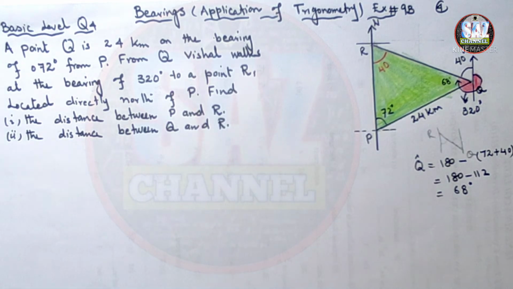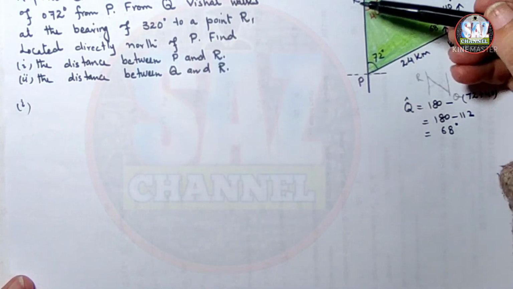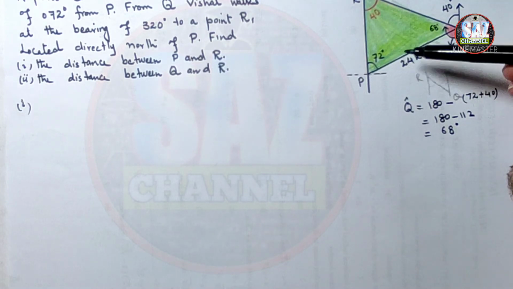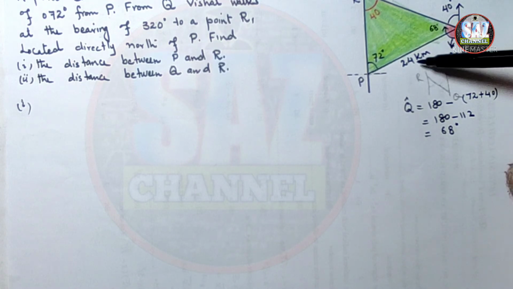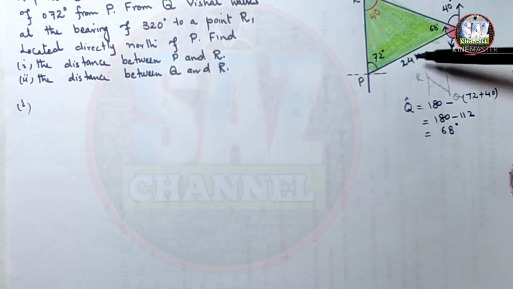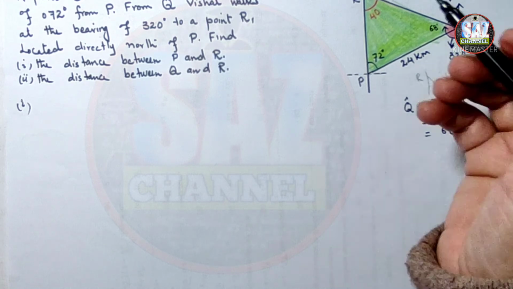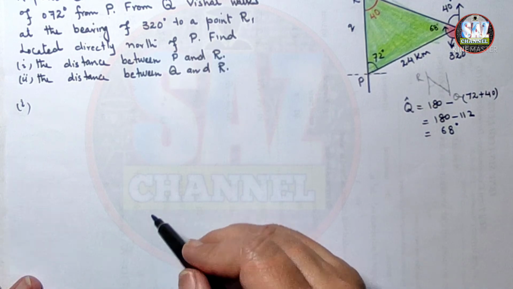The sum is 180 degrees. Now the first requirement of the question is distance PR. In order to find distance PR, we can see the triangle is an oblique triangle, and we are given one side and three angles. So I cannot apply cosine law here, so I have to go for sine law, and the equation will take the form q upon sine Q.